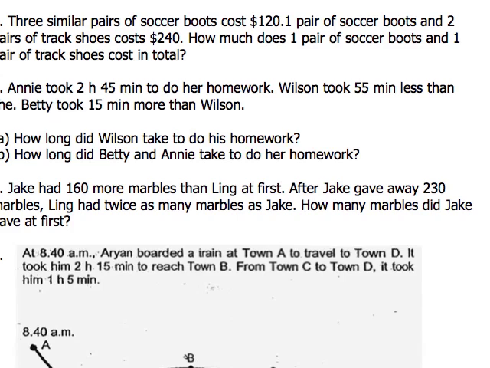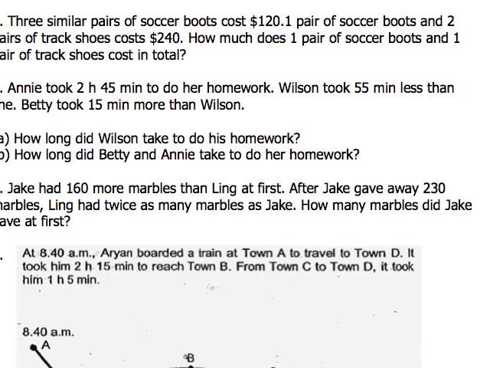Annie took 2 hours 45 minutes to do her homework. This is a very long time, huh? Now, Wilson took 55 minutes less than her. Now, Betty took 15 minutes more than Wilson. So how many people are there? There's Annie, there's Wilson, and there's Betty.